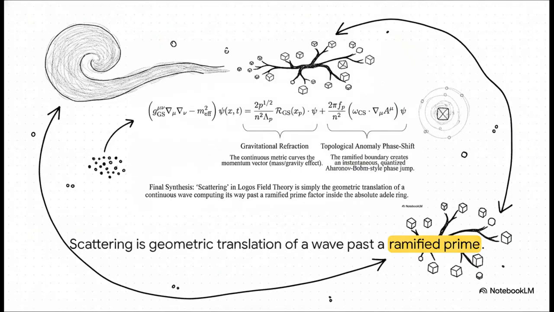We'll wrap up with the ultimate synthesis equation. It beautifully proves that what we perceive in the lab as physical momentum, gravitational refraction, and quantum scattering is really just the geometric translation of a continuous wave computing its way past a ramified prime factor. Which leaves us with a pretty profound question. Is particle physics simply applied number theory playing out on a cosmic scale?